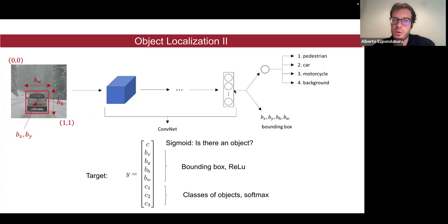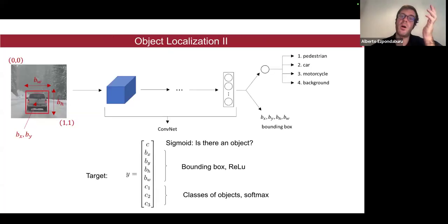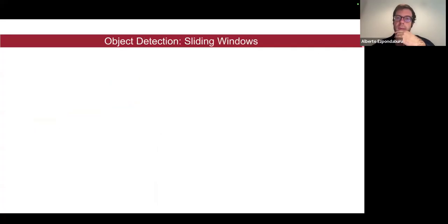And we are going to train the neural network with a combination of losses: binary cross entropy, categorical cross entropy, and maybe here mean square error. We are going to combine these. And this is a very powerful algorithm for object localization when you have only one object. But things are much more complicated when you have multiple objects.